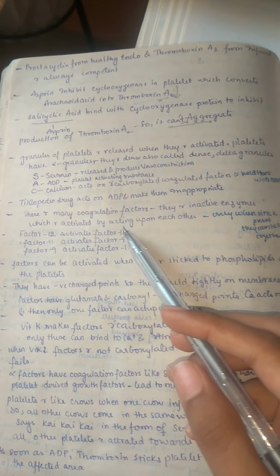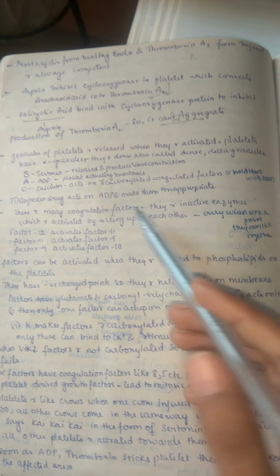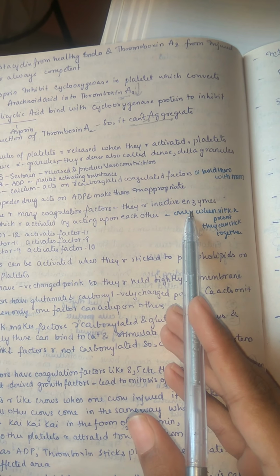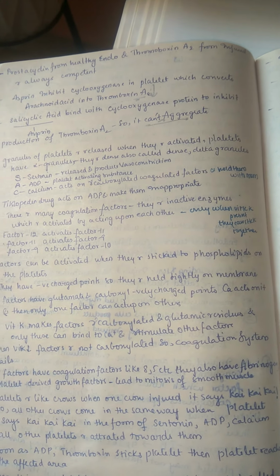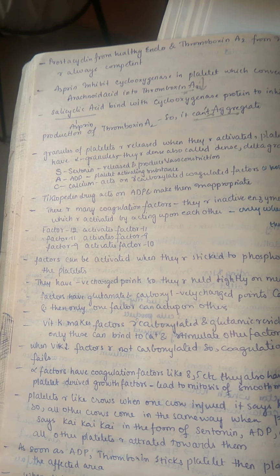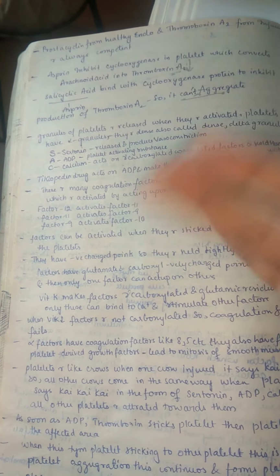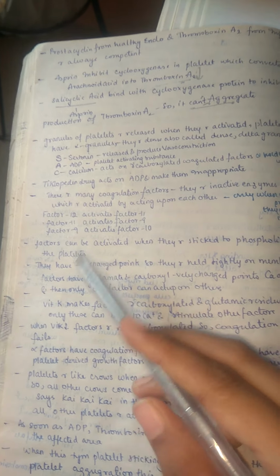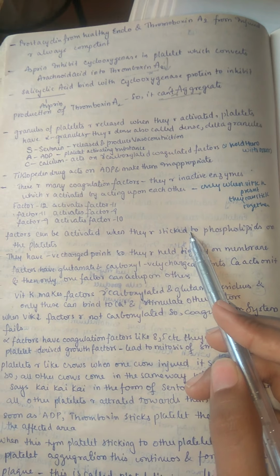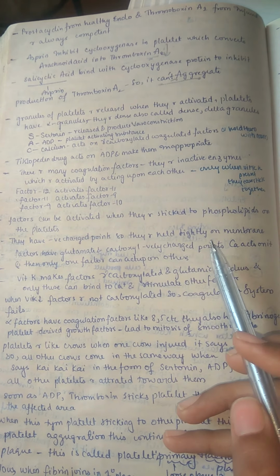And there are also many coagulation factors. They are like inactive enzymes which are activated by acting upon each other, and only when vitamin K is present can they bind together. For example, factor 12 activates factor 11, factor 11 activates factor 9, and factor 9 in turn activates factor 10. We'll see how this takes place. Factors can be activated when they stick to the phospholipids on the platelets, and they have negative charge points, so they are held tightly on the membrane.